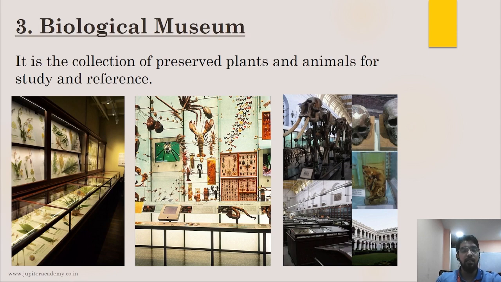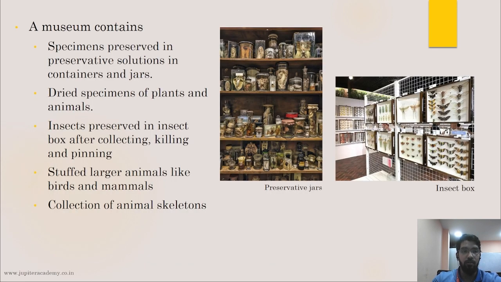The next taxonomical aid is biological museum. It is nothing but a collection of preserved plants and animals for study and reference. There are plants stored as herbarium and as preserved dead specimens, and animals are stored in various forms. In a museum, the specimens preserved in preservative solution in jars and containers are seen, as in the picture. Dried specimens of plants and animals are also seen.